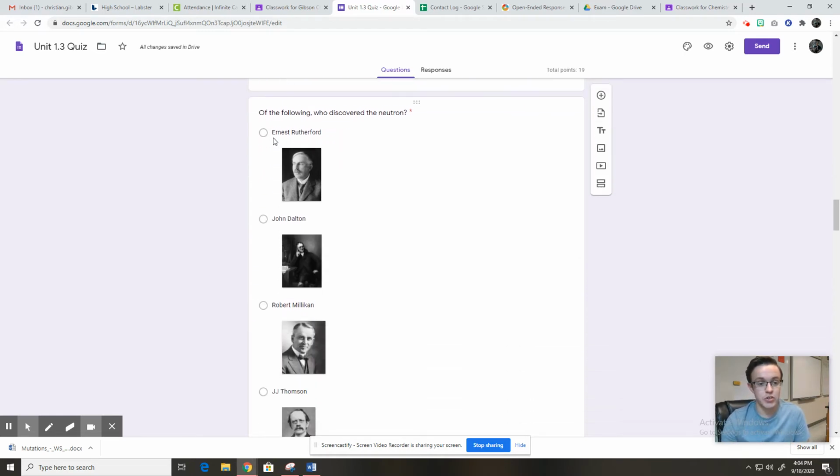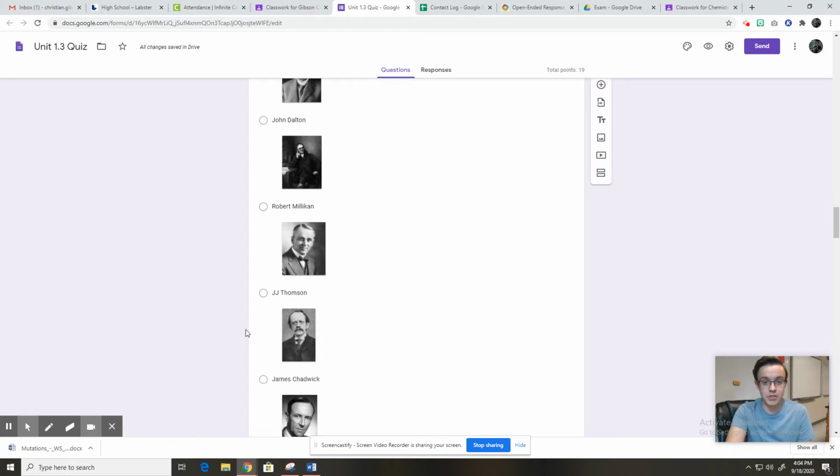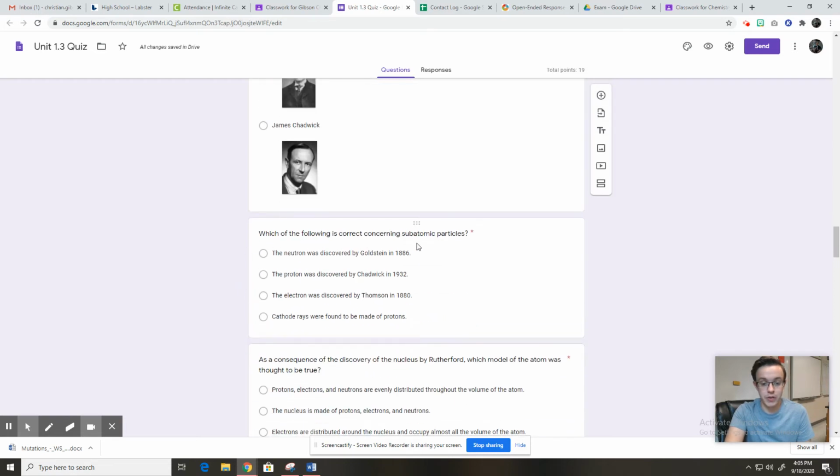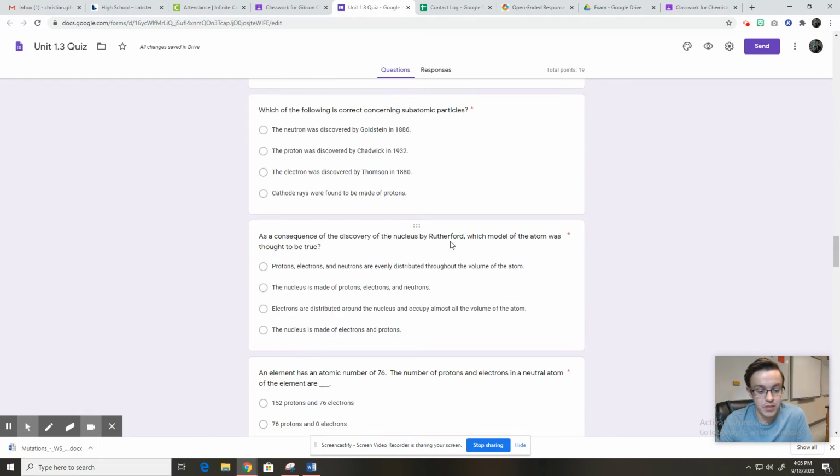Next question. Who discovered the neutron? Was it Ernest Rutherford, John Dalton, Robert Millikan, J.J. Thomson, or James Chadwick? Which of the following is correct concerning subatomic particles? A, the neutron was discovered by Goldstein in 1886. B, the proton was discovered by Chadwick in 1932. C, the electron was discovered by Thomson in 1880. Or D, cathode rays were found to be made of protons.